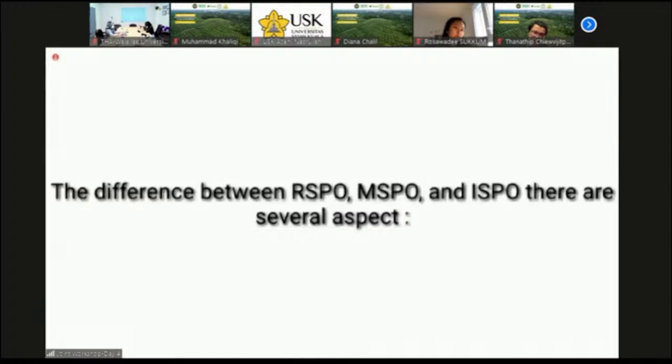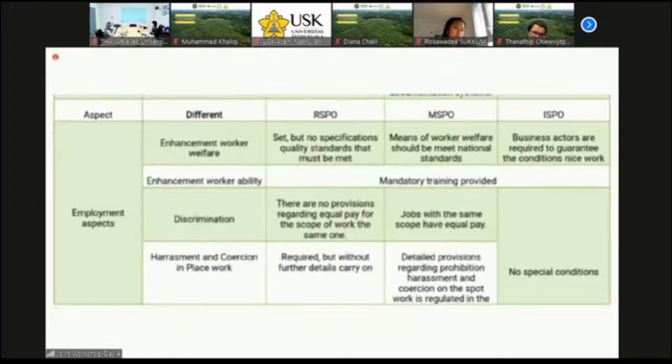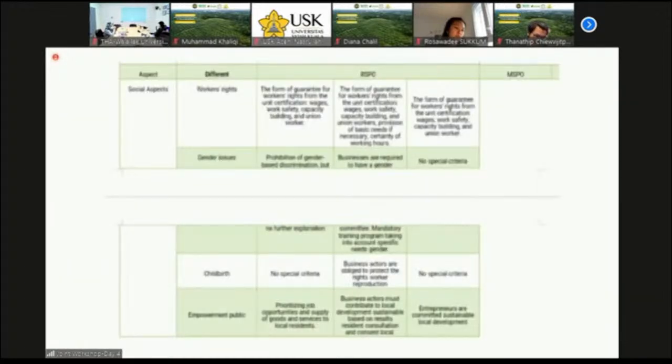The differences between RSPO, MSPO, and ISPO lie in several aspects, namely legal aspects, employment aspects, environmental aspects, and social aspects.